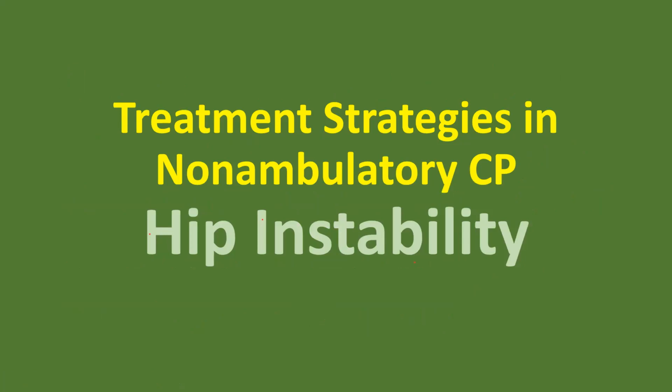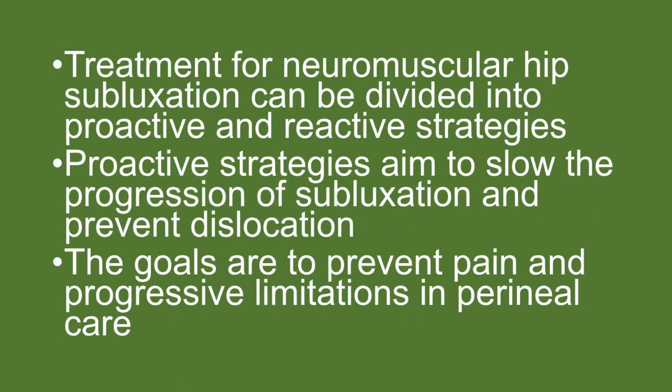What about hip instability? Treatment for neuromuscular hip subluxation can be divided into proactive and reactive strategies. Proactive strategies aim to slow the progression of subluxation and prevent dislocation. The goals are to prevent pain and progressive limitations in perineal care.